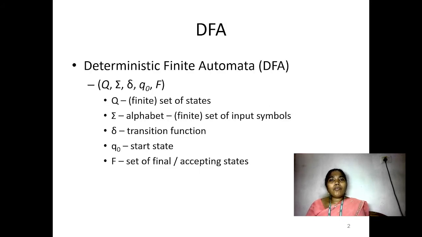All are familiar with DFA, deterministic finite automata, which is a 5-tuple. Q is the finite set of states, sigma is the input alphabet, delta is the transition function, q0 is the starting state, and F is the set of final and accepting states. And you all know that F is a subset of Q, right?